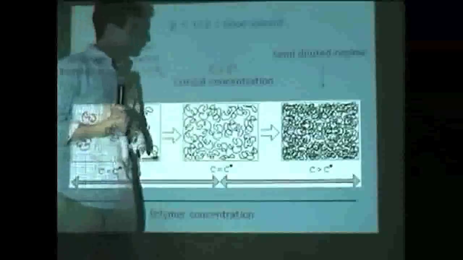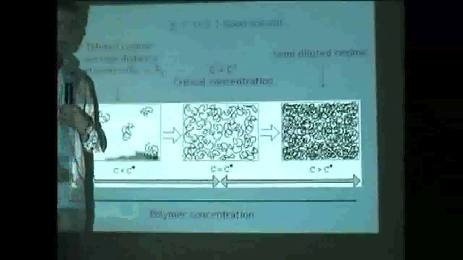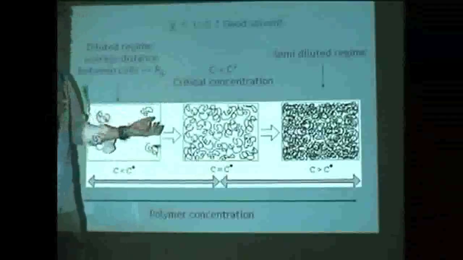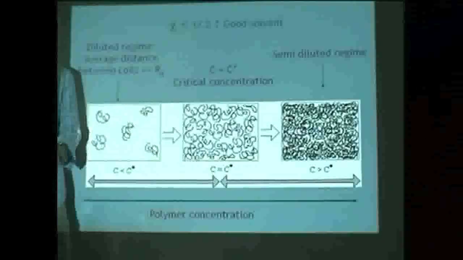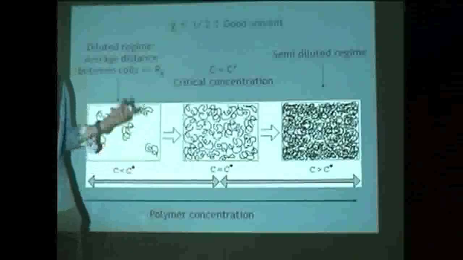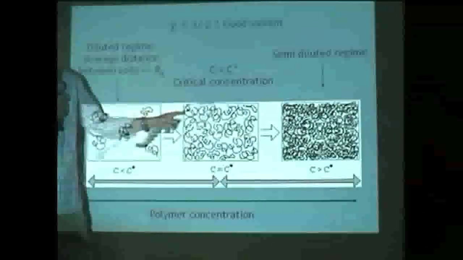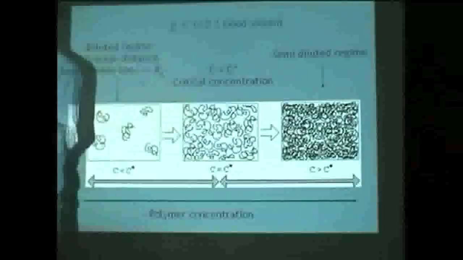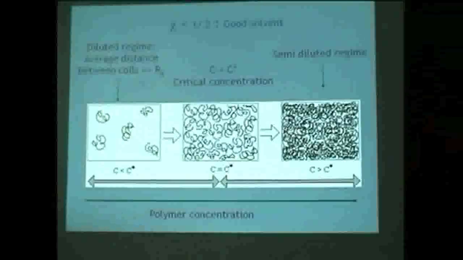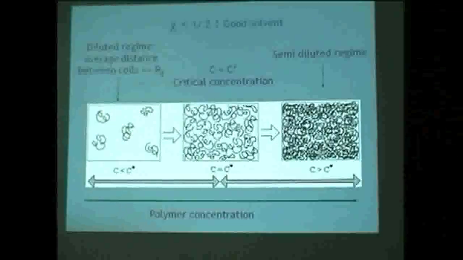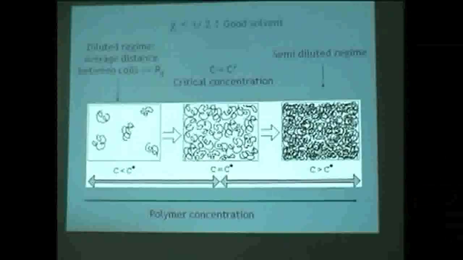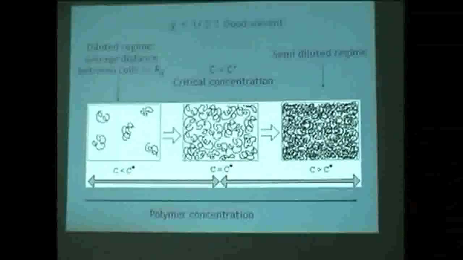Okay, so what I want to show is that this C star, of course, depends on the amount of polymer that you've put in the sample, but it also depends on the size of the coil. Okay, if you have large coils, you can think, okay, if I have large coils, I will not need to put many, many coils in the system because it takes a lot of space.